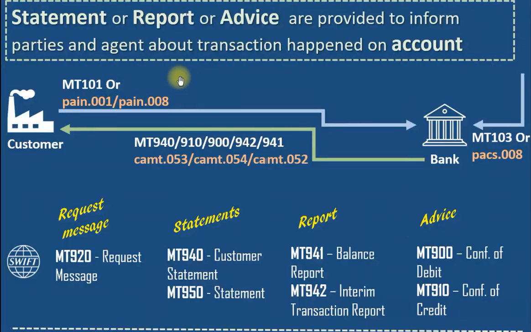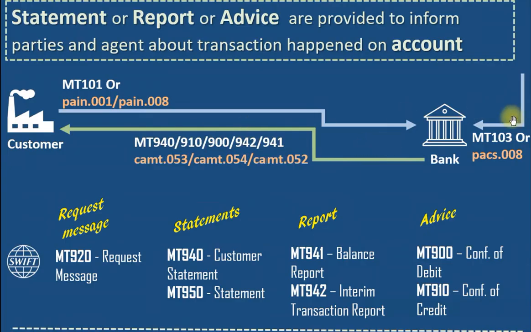First of all, there are typically three categories: statement, report, and advice. These are provided to the next body you are serving to inform you about the various transactions. So say there is a corporate customer who is giving instruction by MT101, PAIN.001 or PAIN.008, that will come to the bank and they will do some transaction on it. They will debit the account or credit the account. That has to be replied back with MT 940, 910, 900, 942 or 941 in the MT world. Similarly, CAMT 53, 54 and 52 in the MX world.